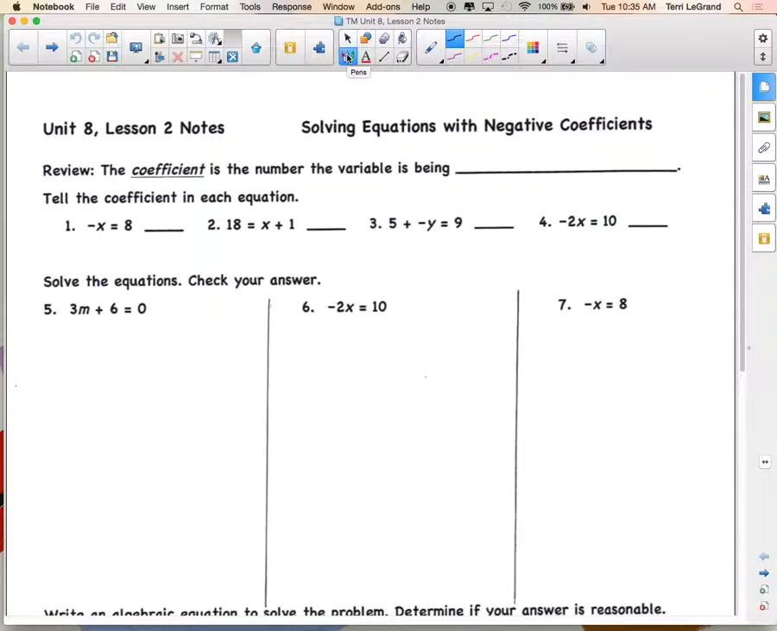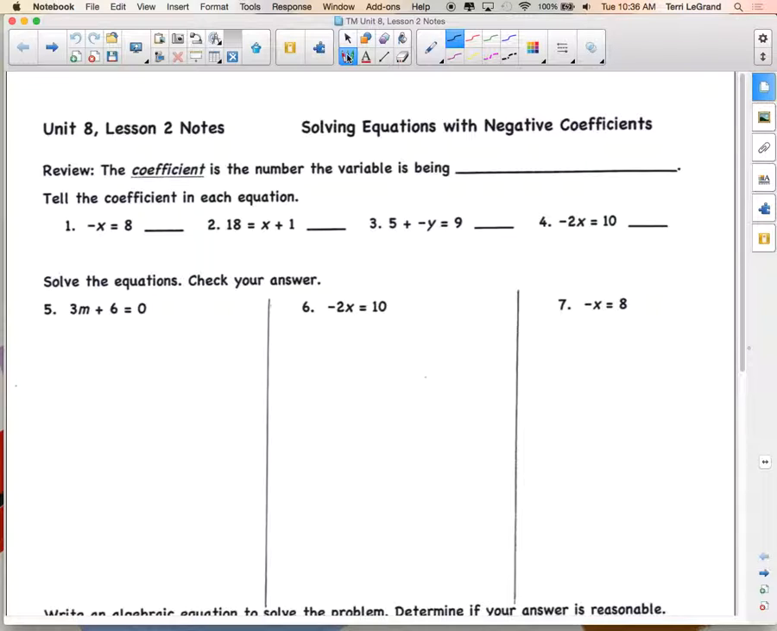So our learning goal today says I can solve algebraic equations with negative coefficients. Well, those won't be the only kind we'll be solving, but we want to make sure that we understand what we do when we have negative coefficients in the equation. So let's start by reviewing what a coefficient is.